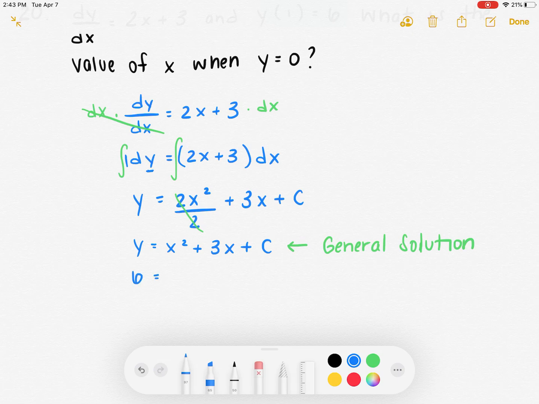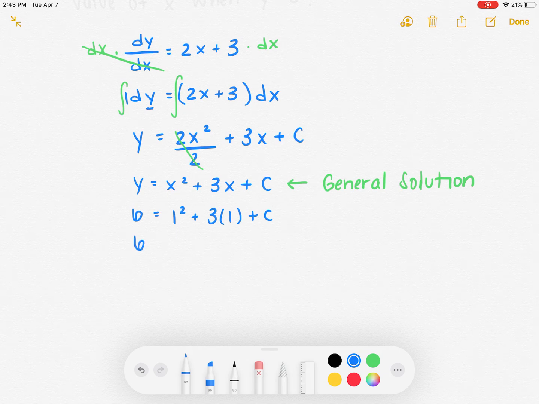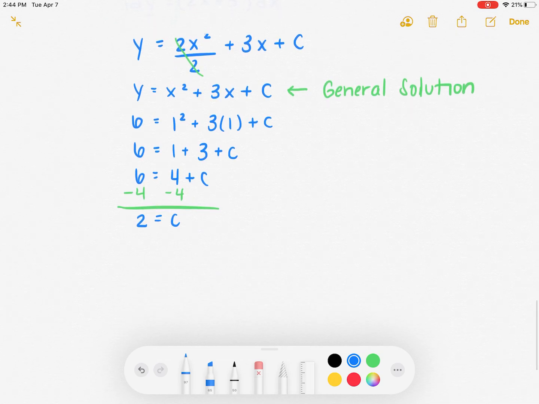I'm going to plug in 6 for my y's and 1's for my x's, and I'm going to solve for c. We get 6 equals 1 plus 3 plus c. So 6 equals 4 plus c. And then I'm going to subtract 4 on both sides, and I'm going to get 2 equals c. So my specific solution would be y equals x squared plus 3x plus 2.